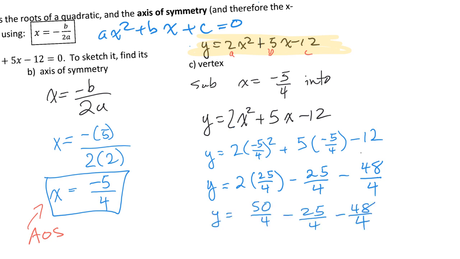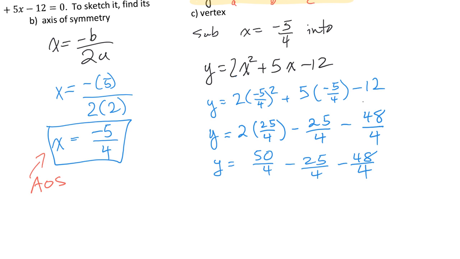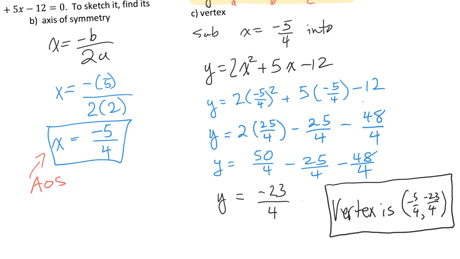Now the first part, 2 times 25 over 4, ends up being 25 over 2. But we need to make sure it's something over 4, so we're going to turn it into 50 over 4. And now we've got 50 over 4 minus 25 over 4 minus 48 over 4. Which gives us the following answer. y is equal to negative 23 over 4, which means our vertex is our axis of symmetry and the y value that we just calculated. So we end up having the vertex being negative 5 over 4, comma, negative 23 over 4, and we're done.